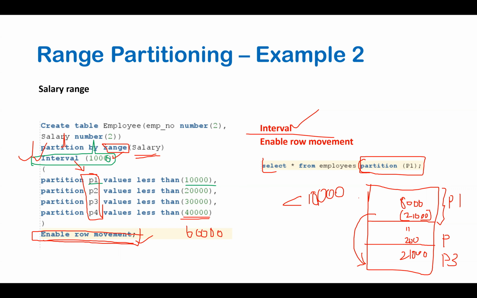10,000. It will go and check in the P1 only. Whether it will go and do all the other partitions? No, it will not go and check. Clear? So what is that interval? What is the enable row movement? So how to select partition key and partition strategy? Are you clear now?